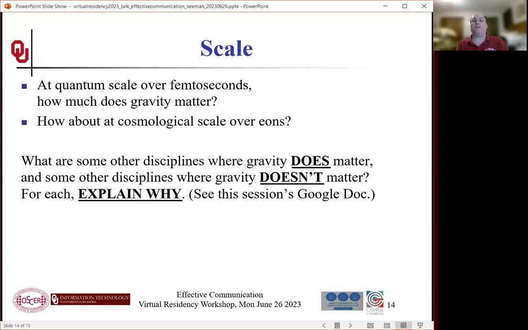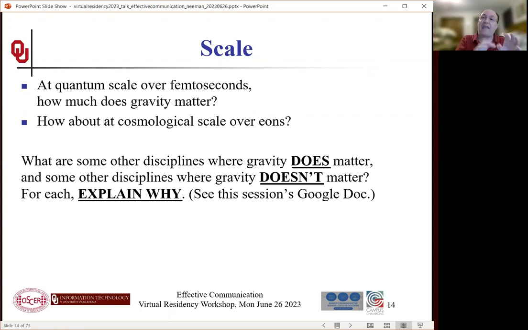How about to a cosmologist looking at the entire universe over its entire lifetime? How much does gravity matter there? It's pretty much everything they consider. I don't know if it's quite everything. They do look at things like chemical species. I benefited from watching them do their work. But it is incredibly important. I would argue it's their number one thing. It's not the only thing, but it's definitely at the top of the heap, right?